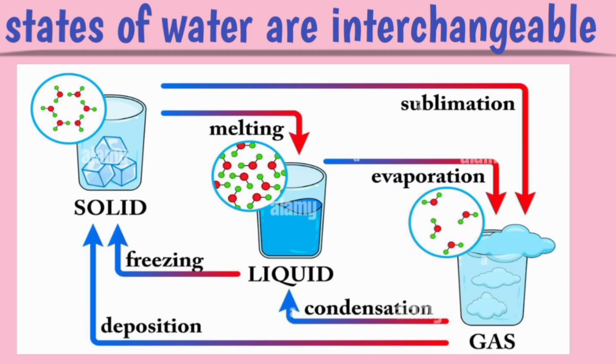States of water are interchangeable. Water exists in all three states: solid ice, liquid water, and gas steam. The states of water are interchangeable. Heating makes the molecules move apart and become less closely packed. Melting and evaporation are two processes under heating. Cooling makes the molecules come closer and become more closely packed. Condensation and freezing are two processes under cooling.